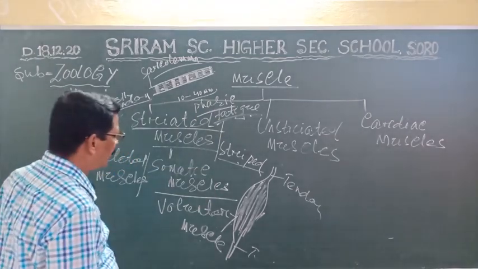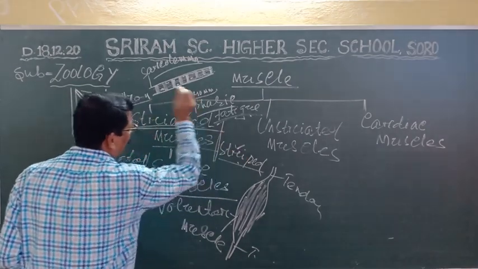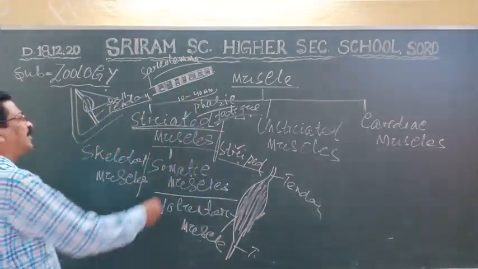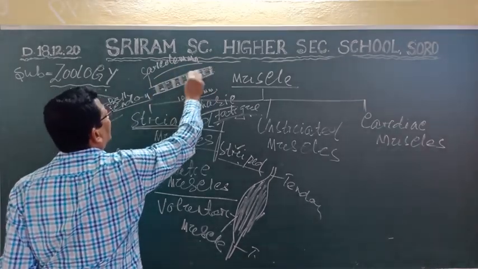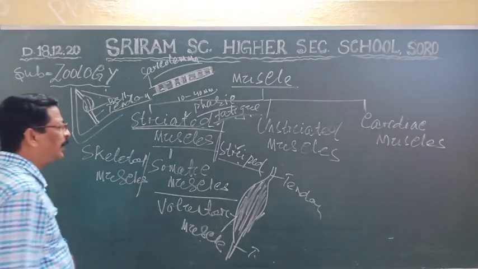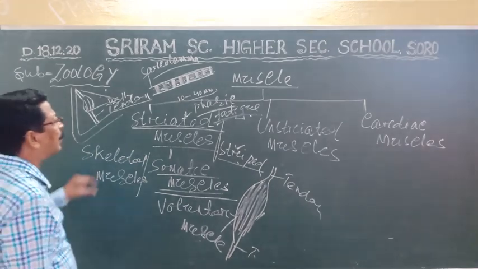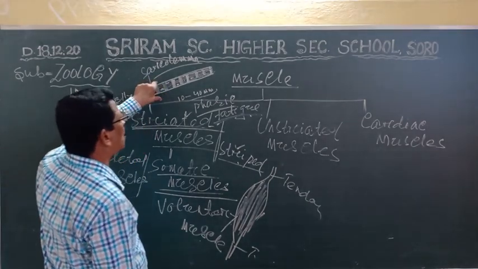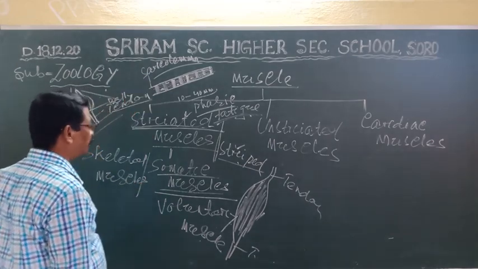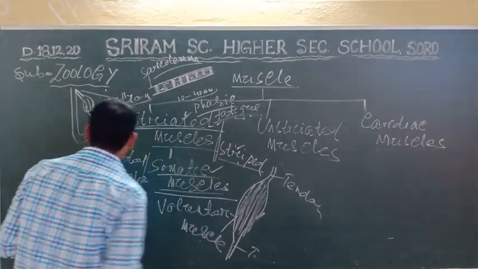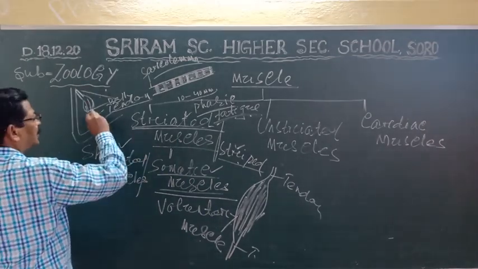One is striated or stripped. Both meanings are the same, striated or stripped, because the muscle cells have alternate white and dark bands. Clear? Then it is called the somatic muscle because most of the body parts are controlled by these muscles. Then it is skeletal muscle because it has two ends.